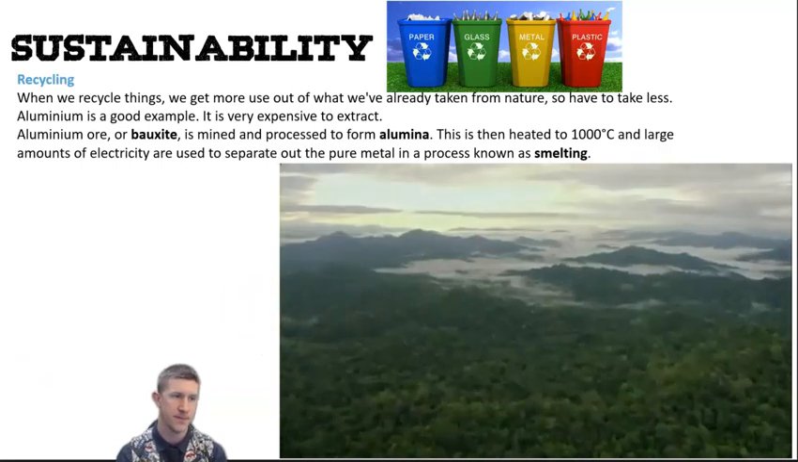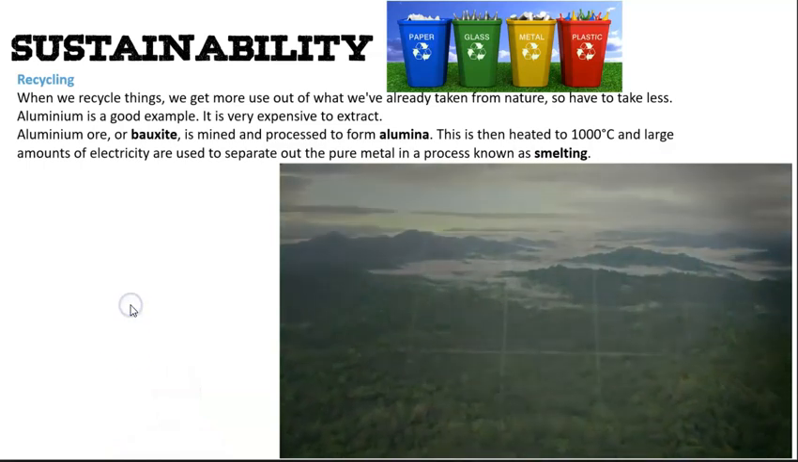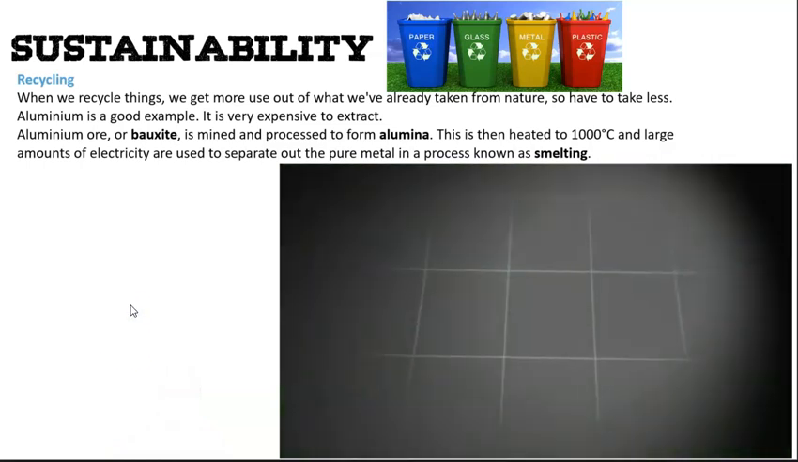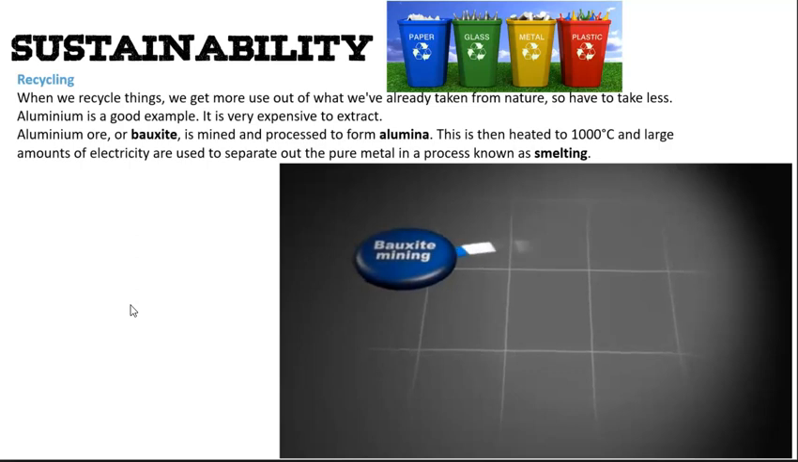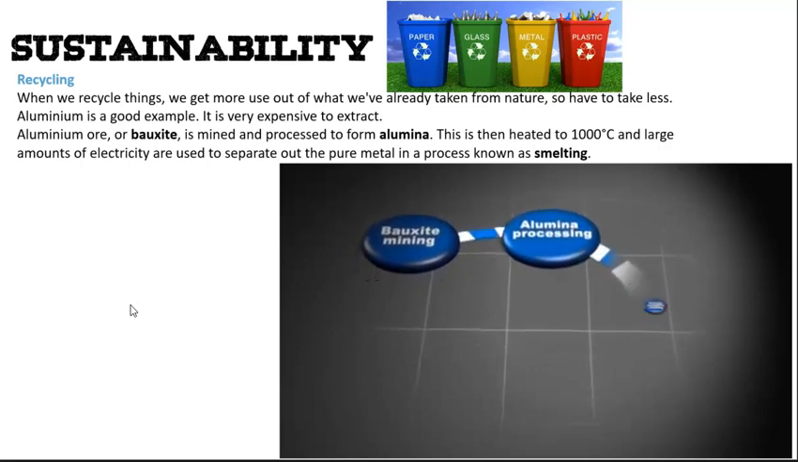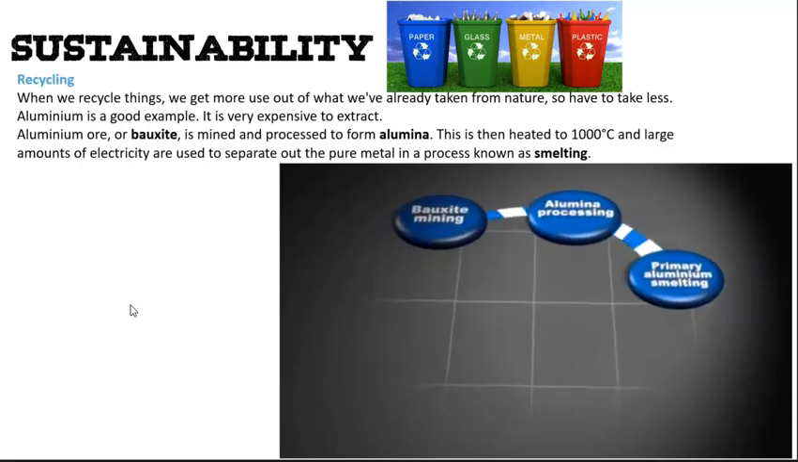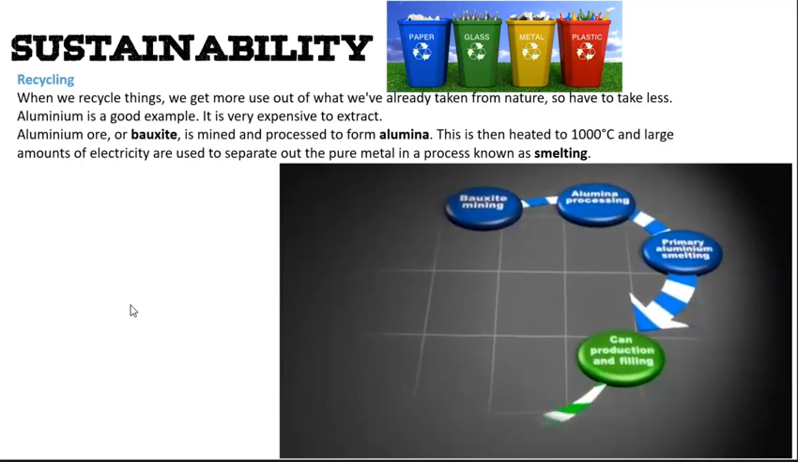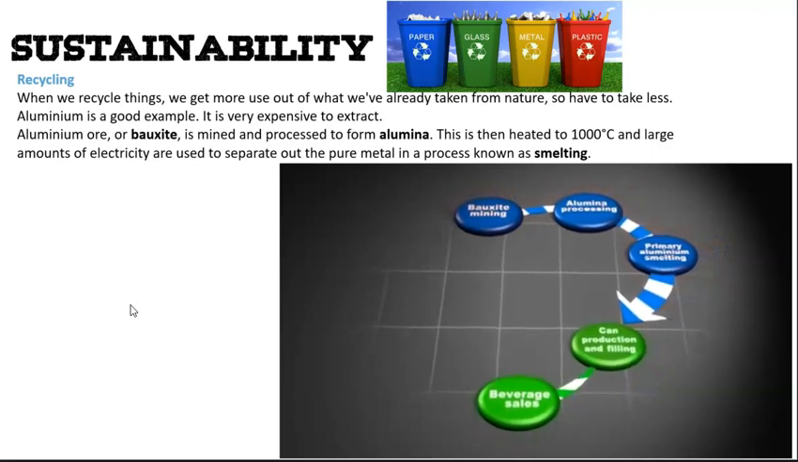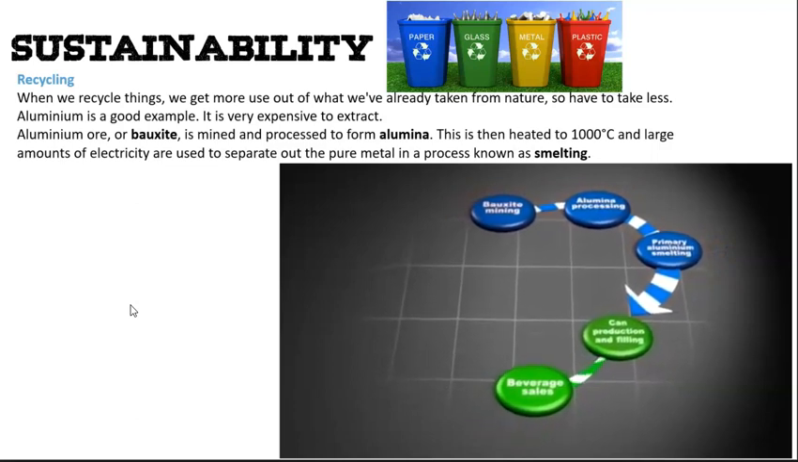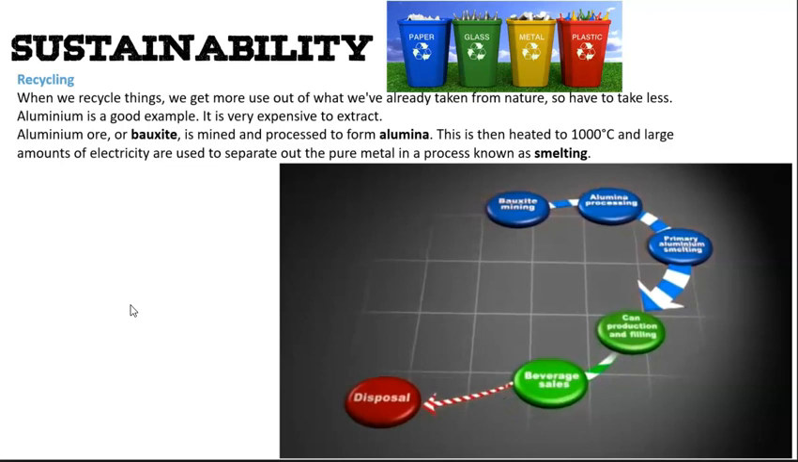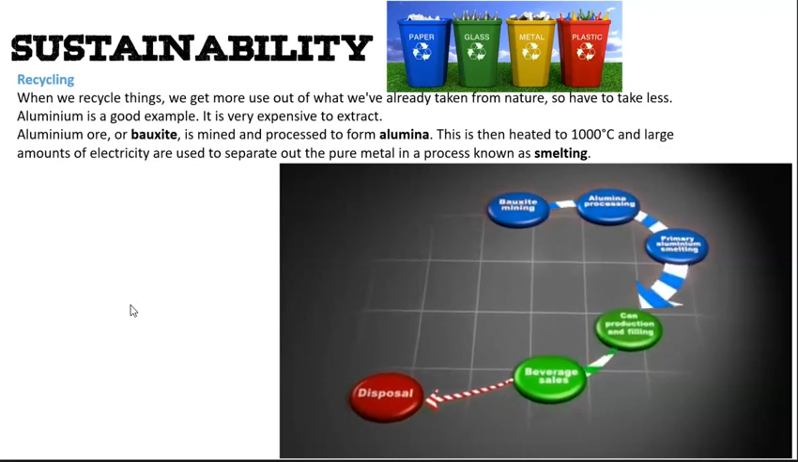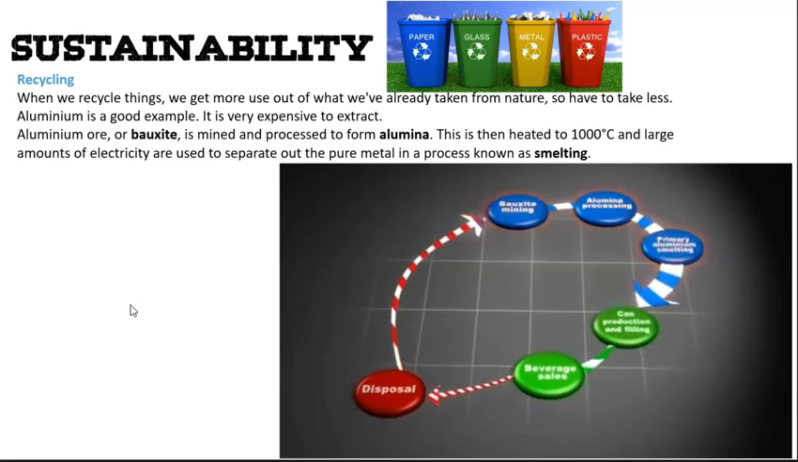To manufacture aluminium products such as a beverage can, the aluminium industry needs to mine bauxite, process it into alumina, and then smelt it in order to make primary aluminium. In particular, the last step takes up a lot of energy. Primary aluminium is then used to manufacture the cans, which are then filled with your favorite drink and sold to you in a shop. If you simply dispose of your can, it falls out of the loop and we need to go back to the first step and reproduce what was wasted.